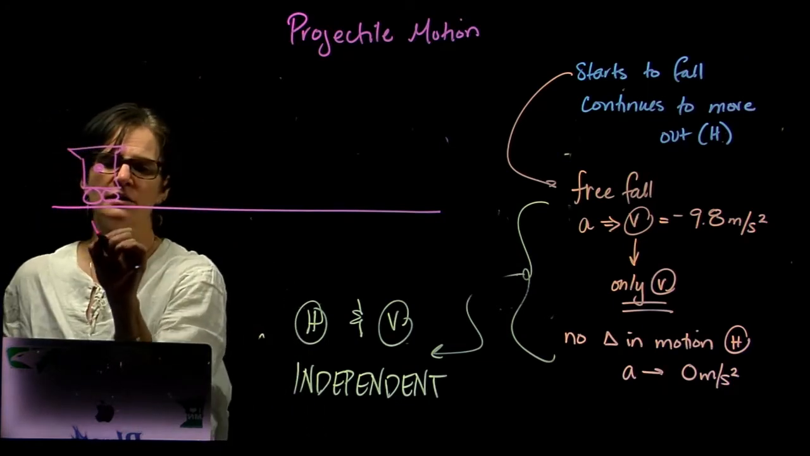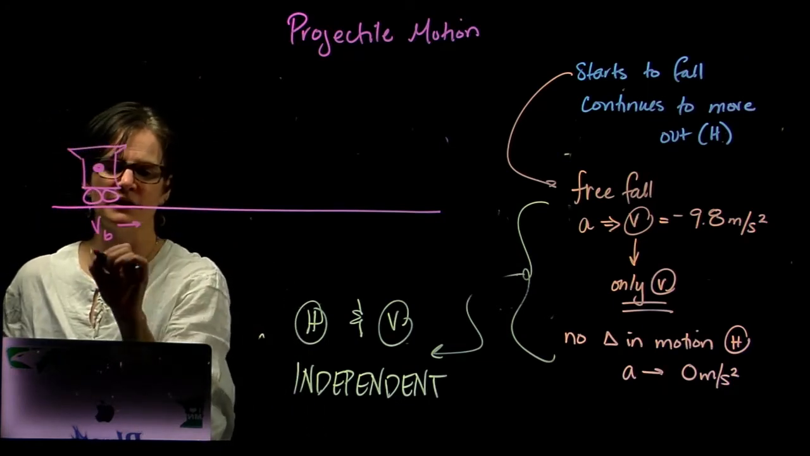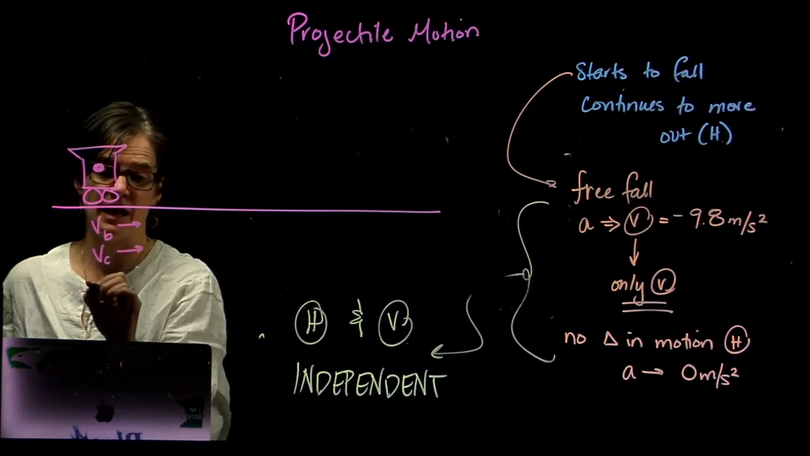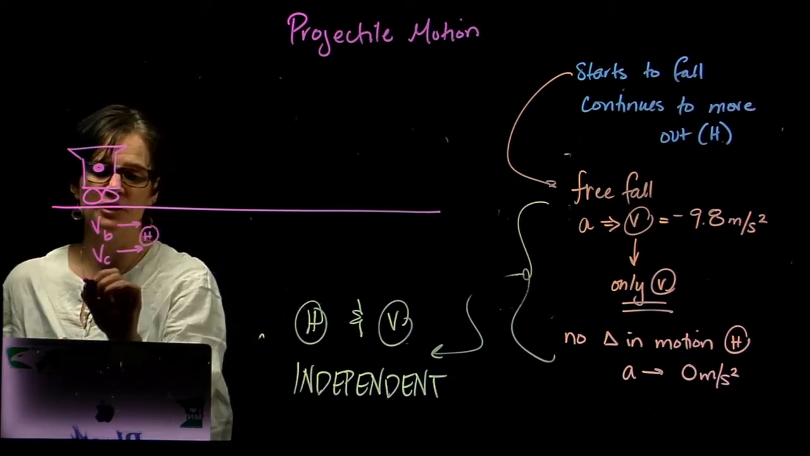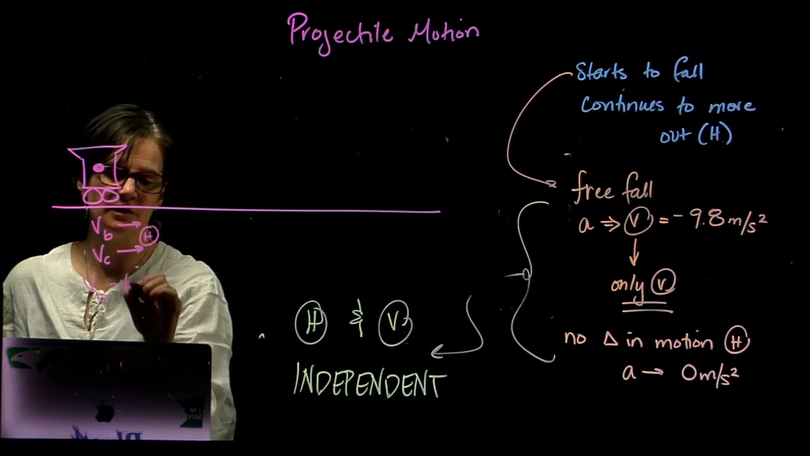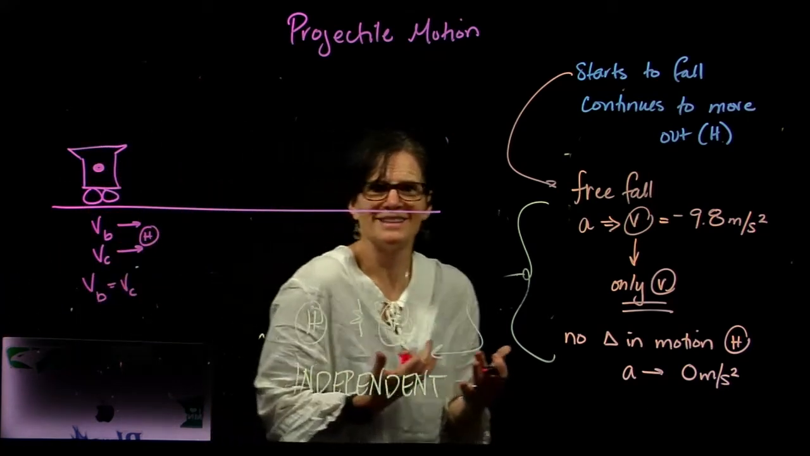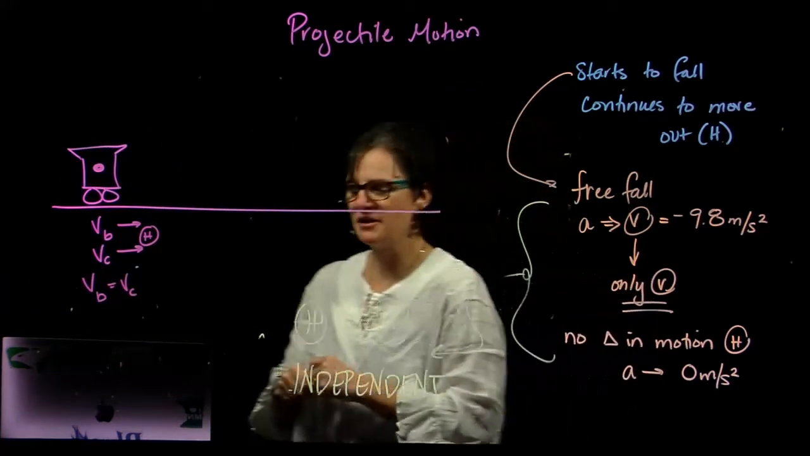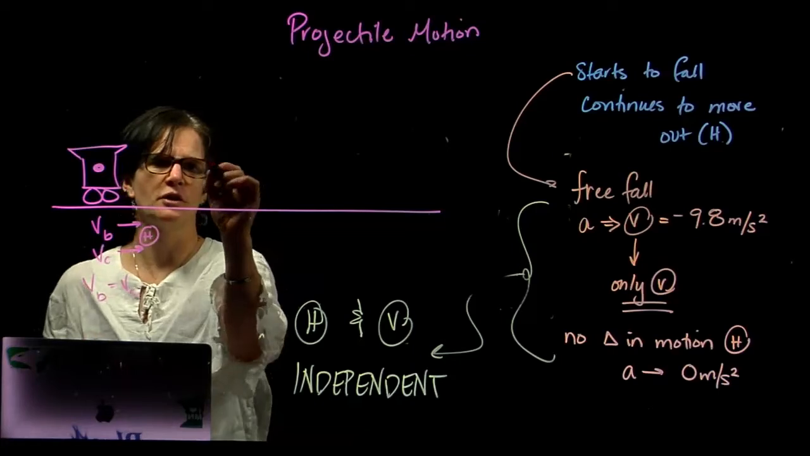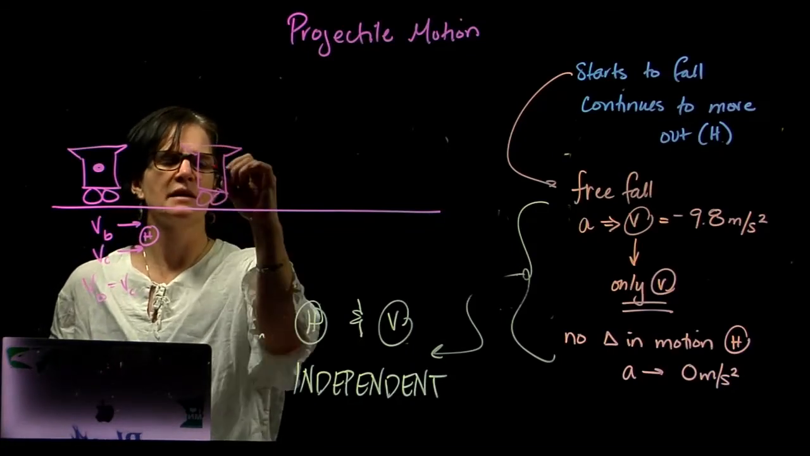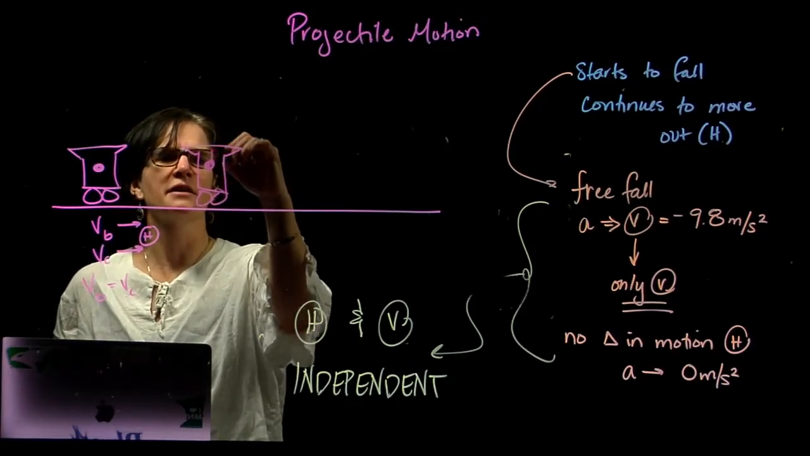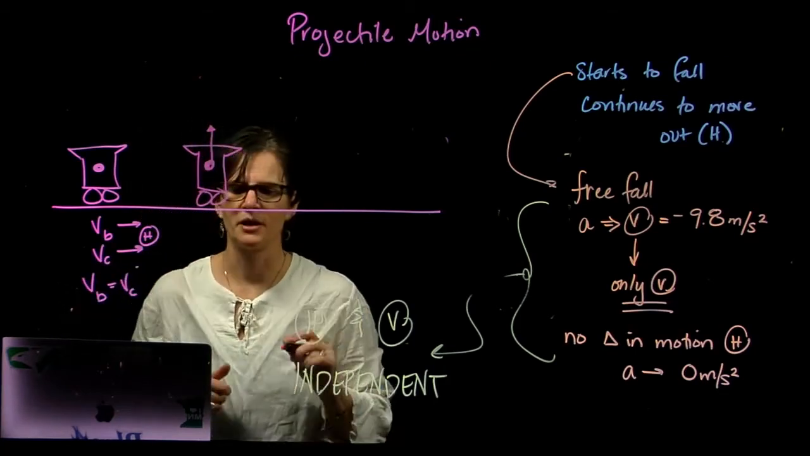Now, the velocity of the ball is in that direction. The velocity of the cart is in that direction. Both are horizontal at this point. And we know the velocity of the ball is equal to the velocity of the cart. They're traveling together. So let's imagine at some point in time, further along, the ball is shot straight up from the cart.